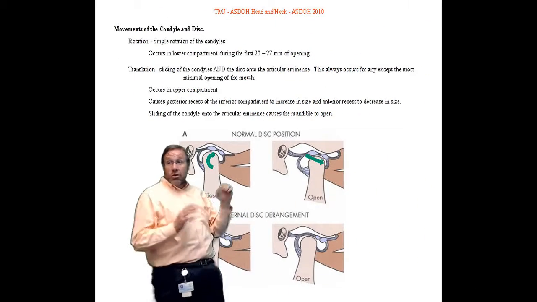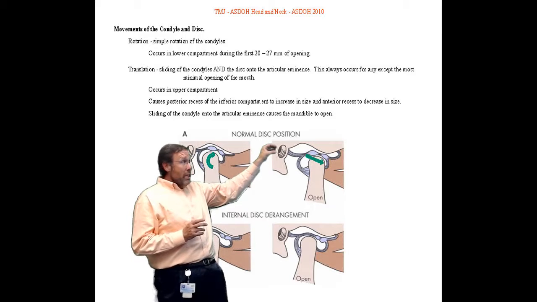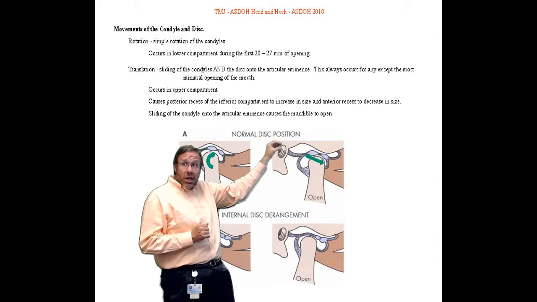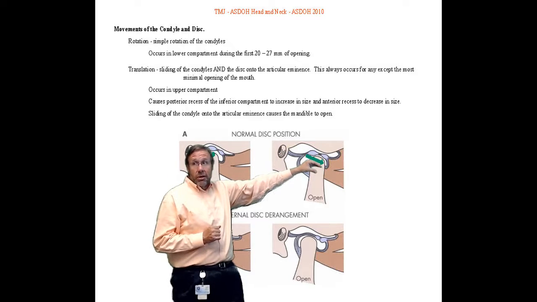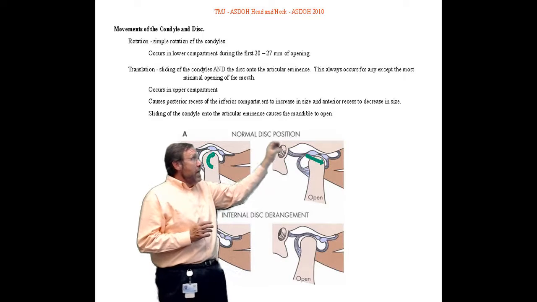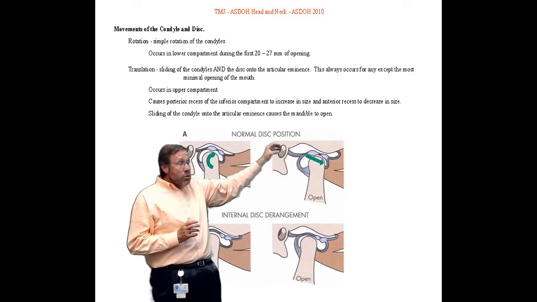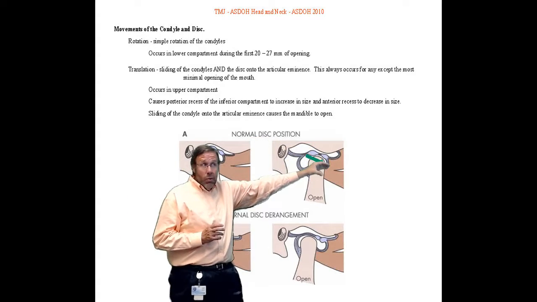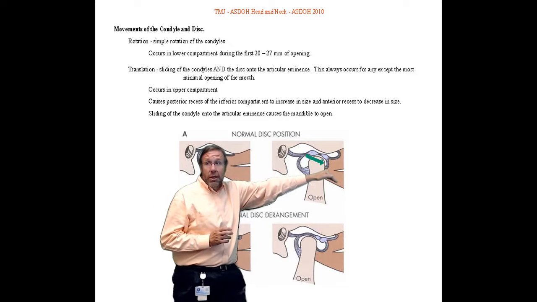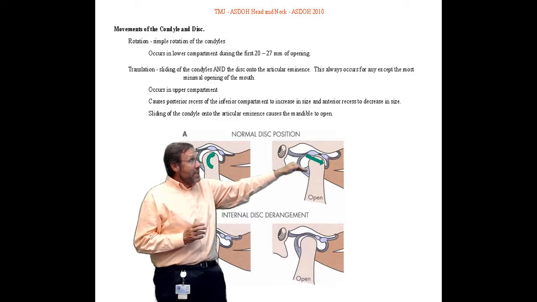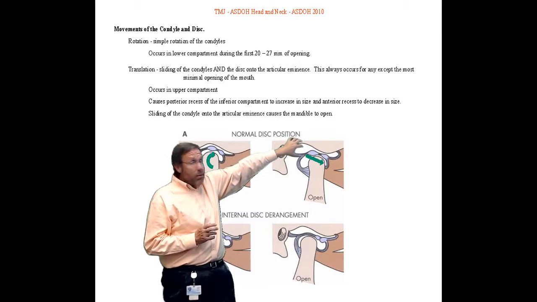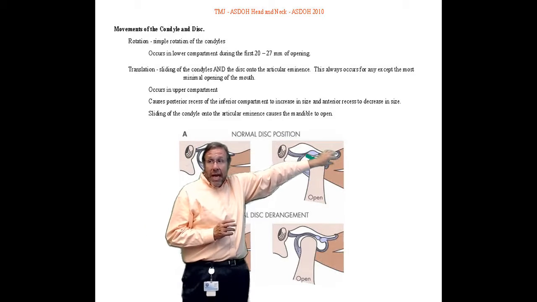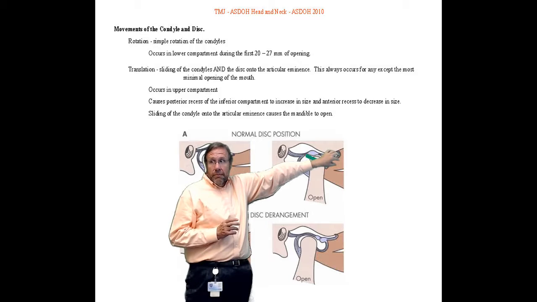Translation, on the other hand, occurs when that condyle slides along the articular eminence and goes down along that slope of the articular eminence, all right? And so that happens mostly in the upper compartment. It drags the disc along with it, along the slope of the articular eminence. It widens the posterior compartment, and it makes the anterior compartment a bit smaller, okay?